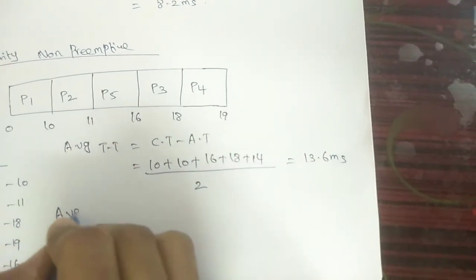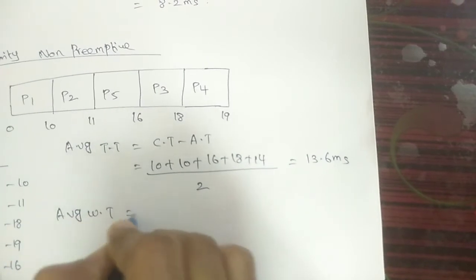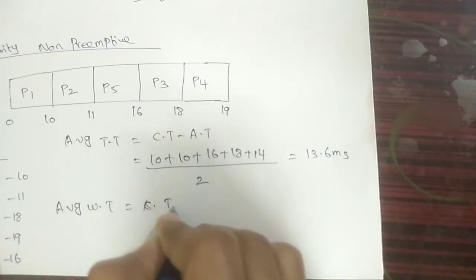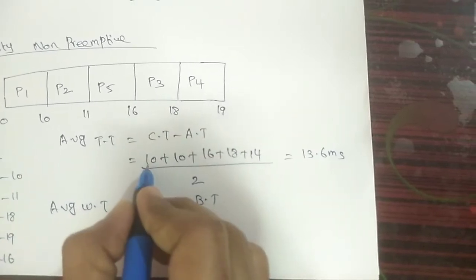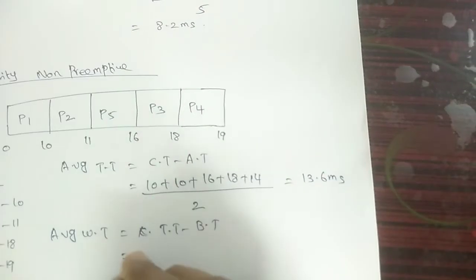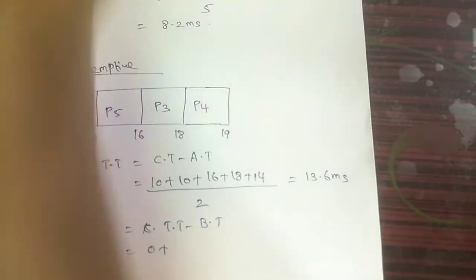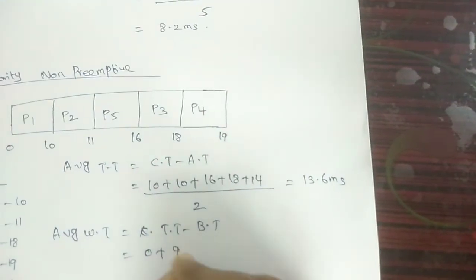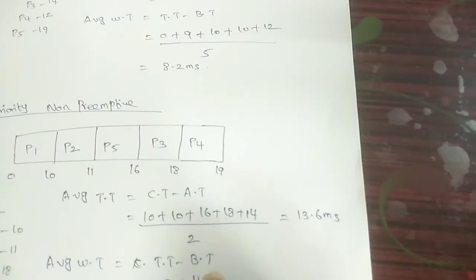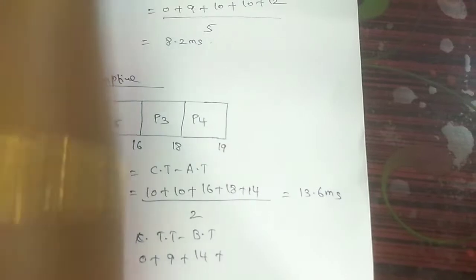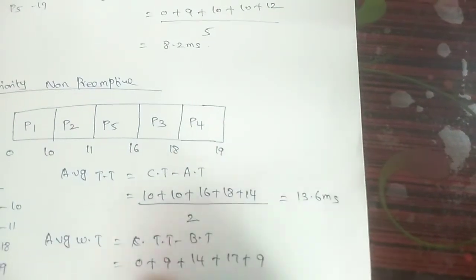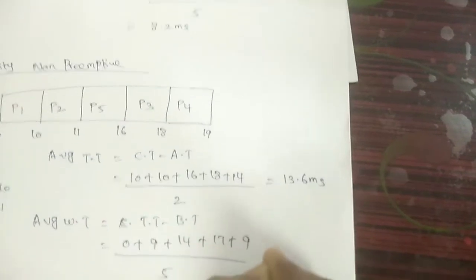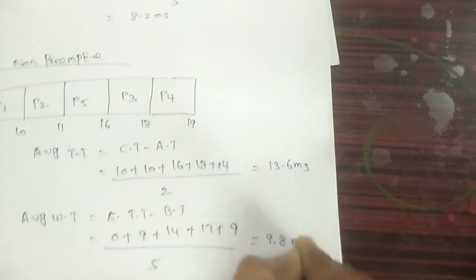Next we are going to calculate the average waiting time. That is turnaround time minus burst time. That is turnaround time 10 minus burst time is 10, so 0. Turnaround time is 10 minus 1, 9. Turnaround time 16, 16 minus 2, 14. And then 18 minus 1, 17. 14 minus 5, 9 divided by 5. We will have 9.8 milliseconds.